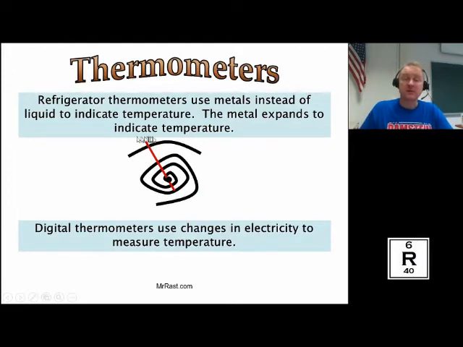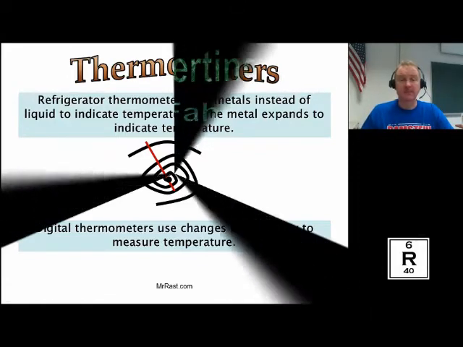So we can sometimes move a dial back and forth. A lot of older refrigerators work like that, or heating and air conditioning units in your house work like that, where there's something going to trip it, and that's relying on expansion as well. Digital thermometers use electricity to measure the temperature, and we'll get into that later when we talk about electrons and electrochemistry, but not right now.